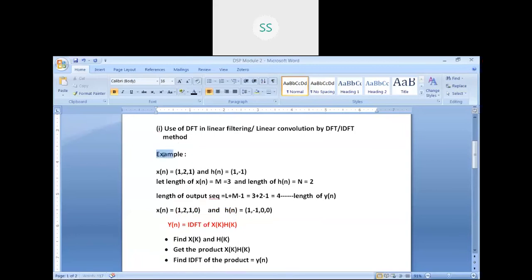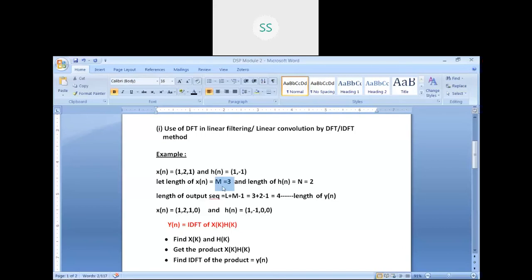Now in this example, what I am considering is the x of n sequence is 1, 2, 1 and the h of n sequence is 1 and minus 1. So what are the lengths? L is equal to 3 for me. Here L represents the length of x of n, and obviously m is equal to 2.